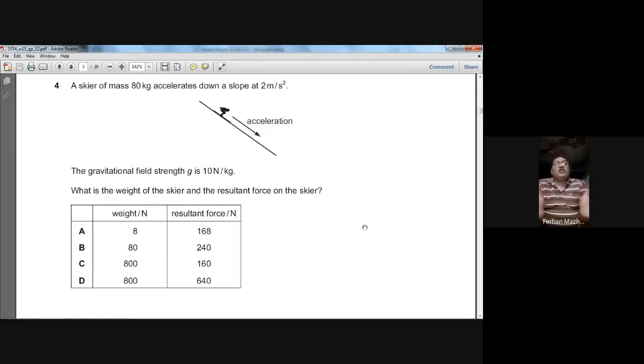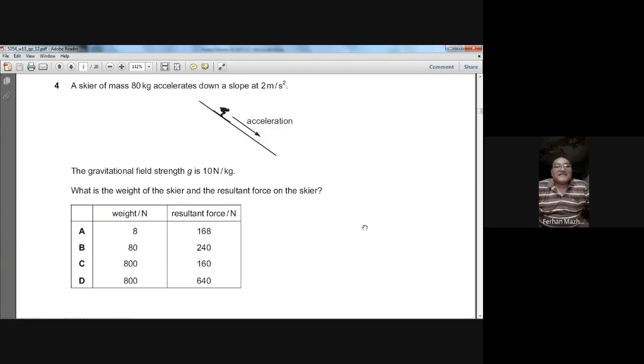It's very easy. If you know the mass, you can find the weight. The weight is equal to mg. W equals mg. The m here is 80 kg and the value of g is 10 Newton per kg. So the answer will be 800 Newton.